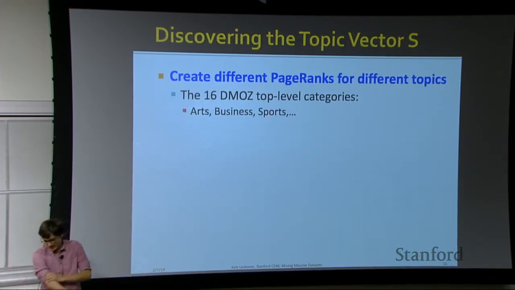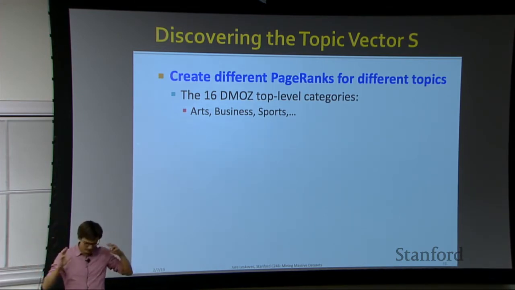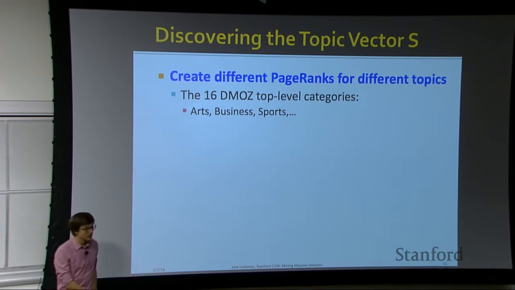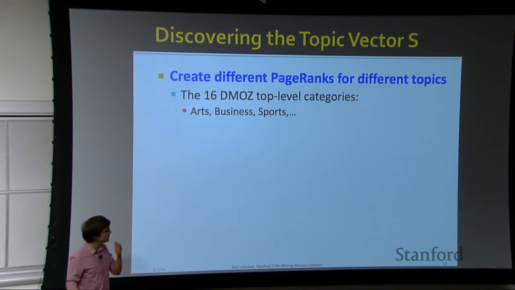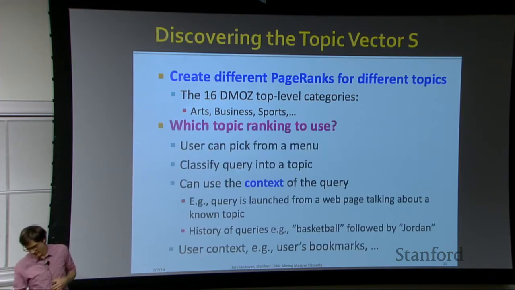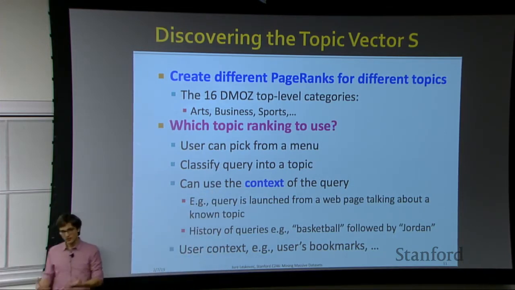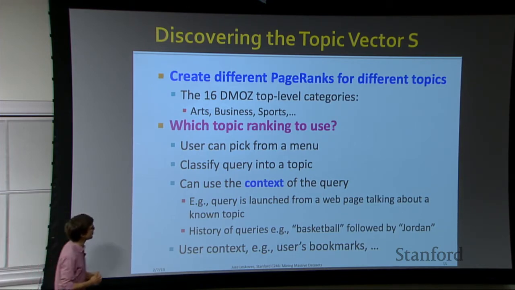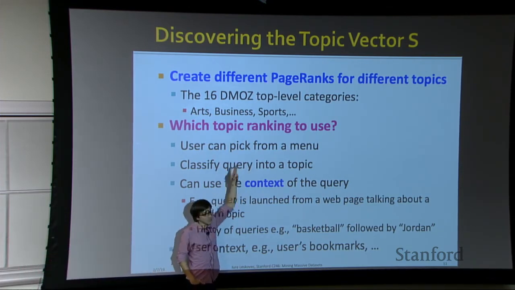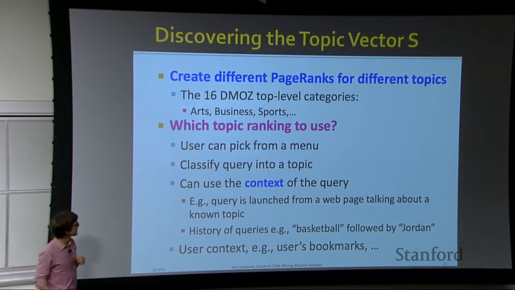I want to quickly address how you choose the topic vector. One option is to take the big categories of web pages, like on this website called DMOZ, a community-maintained directory of trustworthy web pages. It's a big hierarchy, and at the top it has 16 top-level categories. Then you could ask which topic ranking to use. The user could come and tell me what kind of results they want based on topic. Or, as I said before, you could classify a query into a topic and then use the ranking according to that personalized or topic-specific PageRank score.